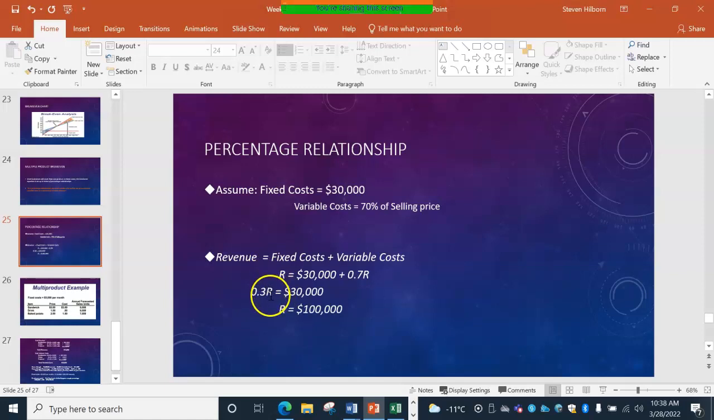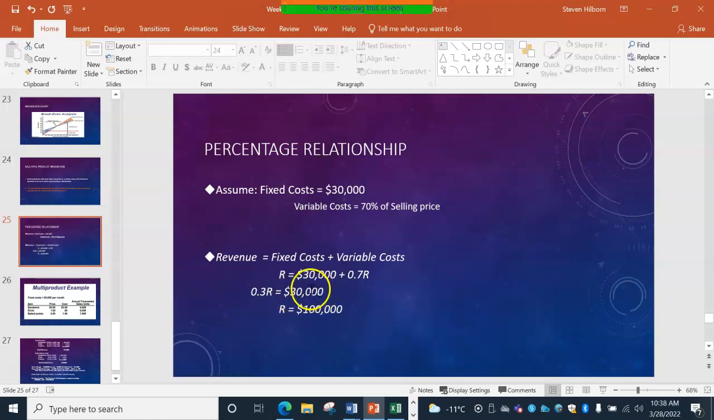Don't get confused just because there's a letter here. Okay, we're saying I have one, I know that I have to take away 70% of this revenue to pay for my variable costs, I will be left with 30%. So 0.3 of my revenue equals $30,000, my fixed cost.